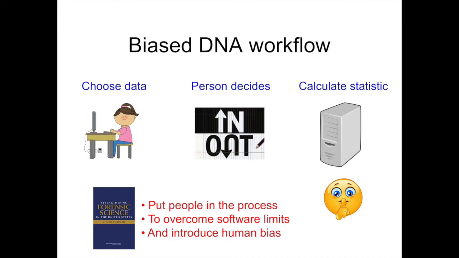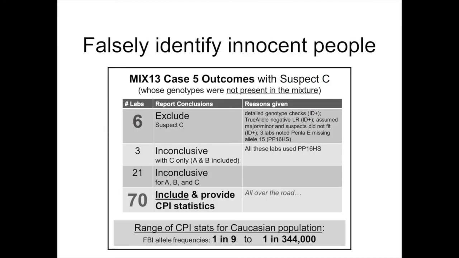The problem is that people are put in the process because the software methods and technology are fairly limited, and that introduces human bias. This was proven once again in a 2013 study, again done by NIST, the federal government, where they sent out 5 different mixtures to laboratories. This is 100 laboratories who responded. This was a 3-person mixture in which the sample to be compared against, the mock defendant, actually wasn't present in the mixture.